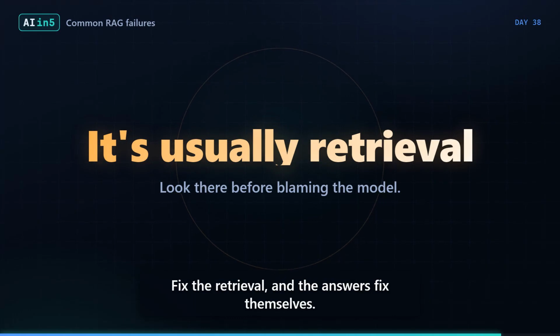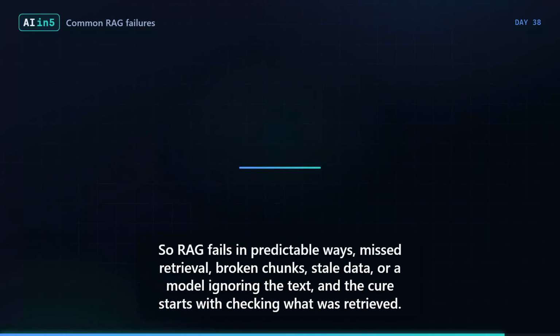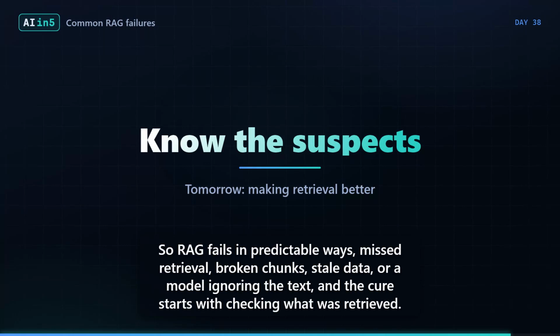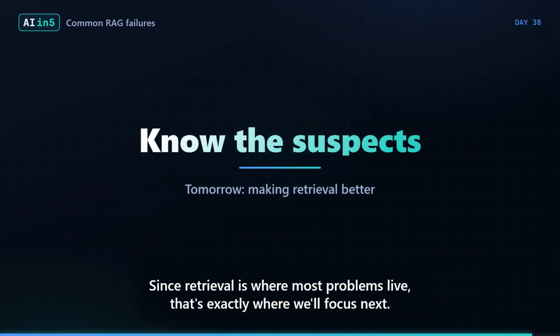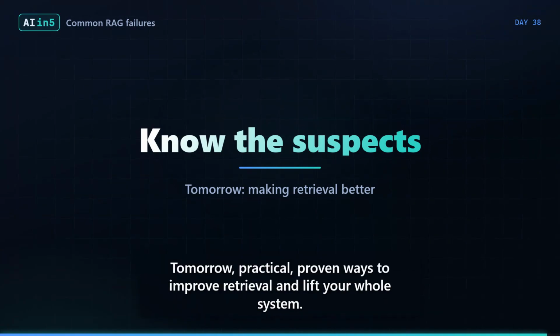So RAG fails in predictable ways: missed retrieval, broken chunks, stale data, or a model ignoring the text, and the cure starts with checking what was retrieved. Since retrieval is where most problems live, that's exactly where we'll focus next. Tomorrow, practical, proven ways to improve retrieval and lift your whole system.